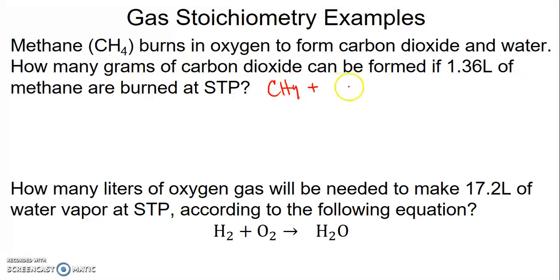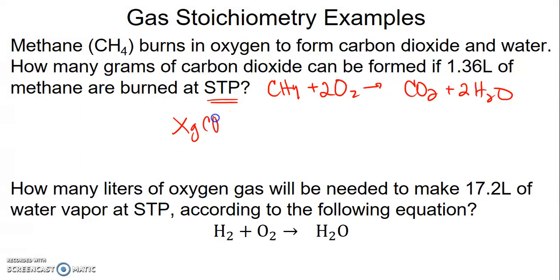So methane gas burns in oxygen to form carbon dioxide and water, and then we're going to balance it. All right, and we're looking for how many grams, and it's at STP, so that means we can use the 22.4 liters in 1 mole. So I'm looking for grams of carbon dioxide, and I'm given 1.36 liters of methane gas.